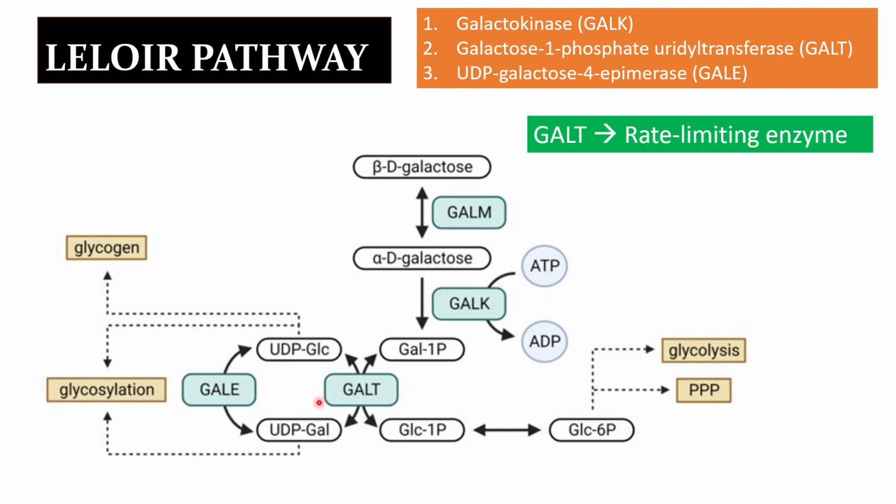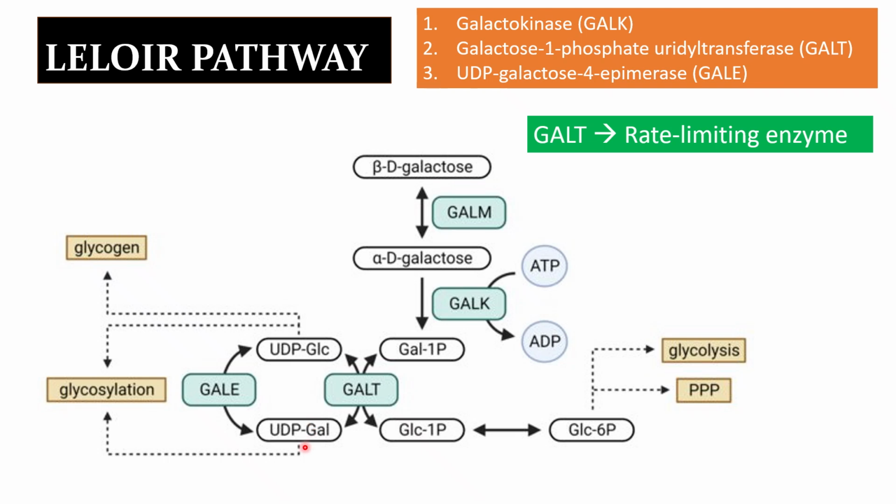Then galactose 1-phosphate combines with UDP glucose in the presence of galactose 1-phosphate uridyl transferase to produce UDP galactose and glucose 1-phosphate. This glucose 1-phosphate can be converted to glucose 6-phosphate, and this glucose 6-phosphate can enter glycolysis or pentose phosphate pathway.